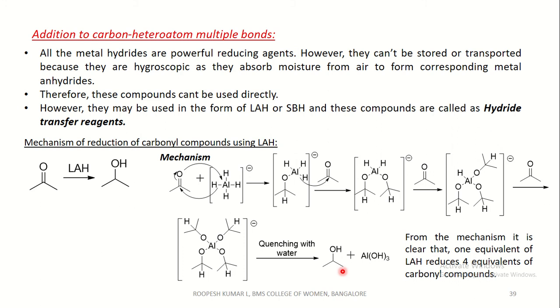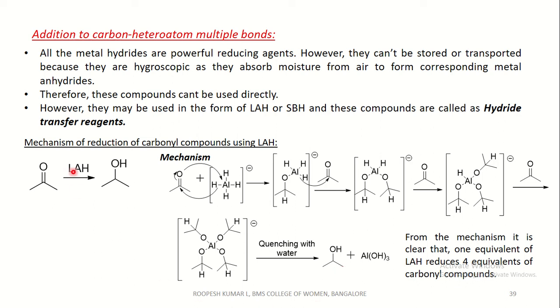Addition to carbon heteroatom multiple bonds. All the metal hydrides are powerful reducing agents. However, they can't be stored or transported because they are hygroscopic, that is, they absorb moisture from air to form the corresponding metal hydroxides. Therefore, these compounds can't be used directly. However, they may be used in the form of lithium aluminum hydride or sodium borohydride, and these compounds are called hydride transfer agents.